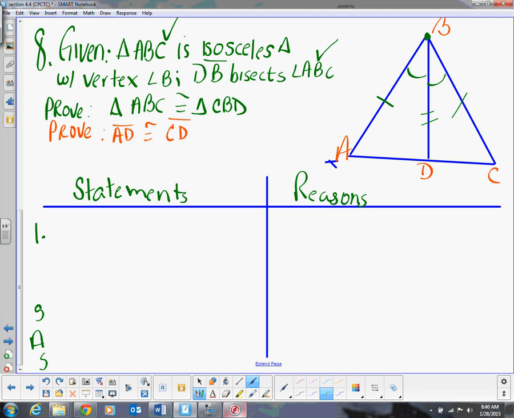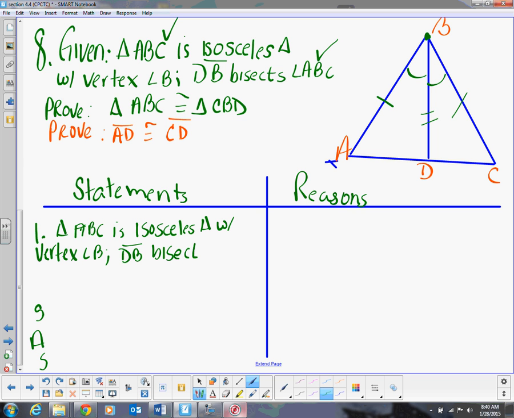Anything that was given that is not a congruence, like triangle ABC is isosceles with vertex angle B, has to go here. We've got DB bisects angle ABC, and that was all given. Okay, now we're going to start justifying our angles and our sides.